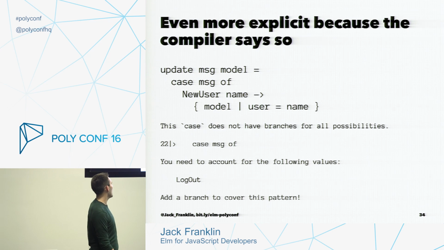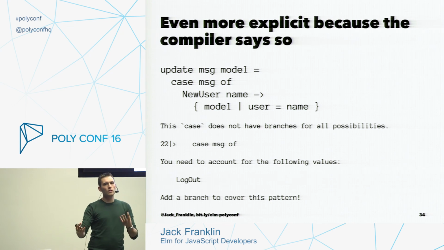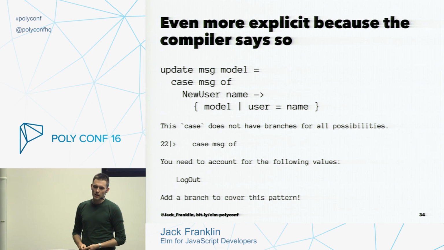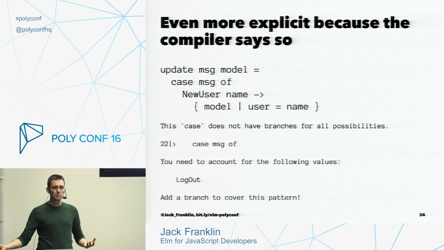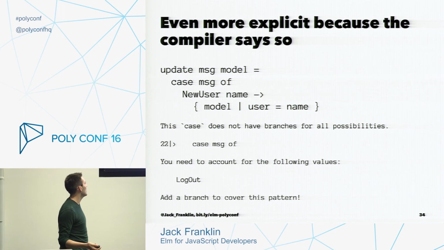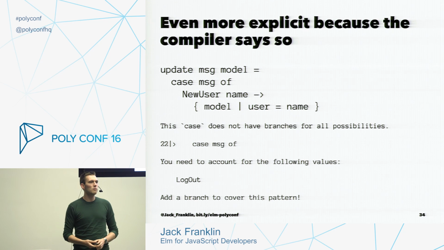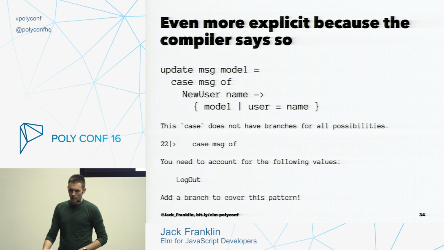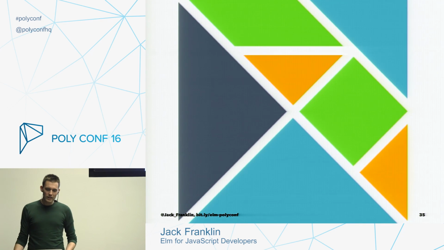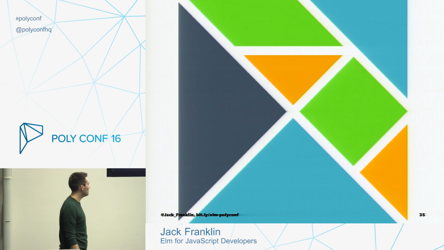So this is an example of an Elm error case where I'm matching on those potential messages in a case statement. And the compiler spots that I haven't dealt with the logout action. So you can't have broken code where a user action isn't dealt with because the compiler won't let you. So that's enough of a precursor. Let's talk a bit more about Elm.